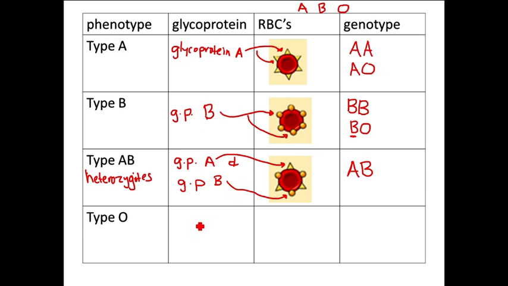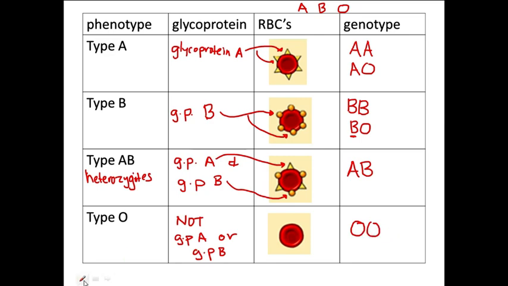Okay, and then finally there's the type O blood. So someone who has type O blood doesn't make any glycoprotein, so not glycoprotein A or glycoprotein B. In other words, they make no glycoprotein. And so their red blood cells, as far as this glycoprotein is concerned, are naked. They don't have any self-identification factors on them. This is the recessive allele. Remember, O is recessive to both the A and the B alleles. So someone who has type O blood must be OO, must be homozygous recessive.